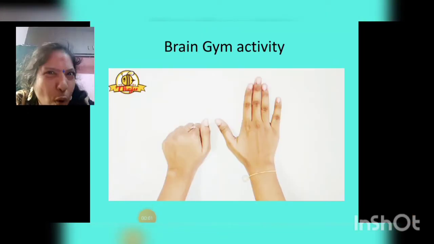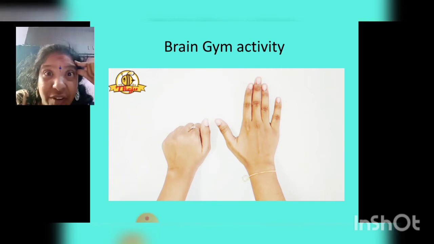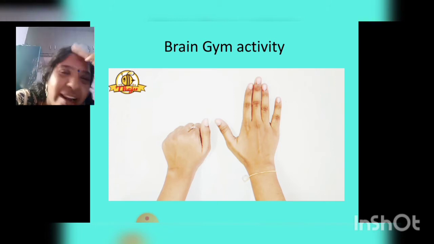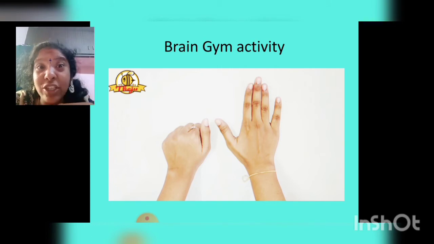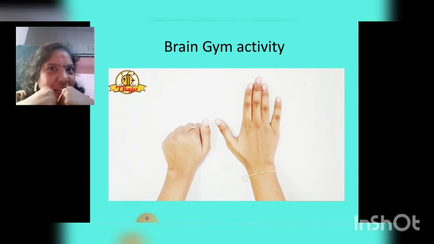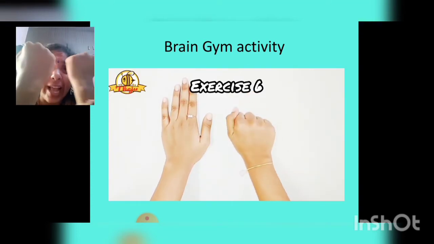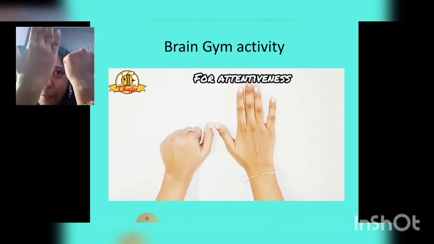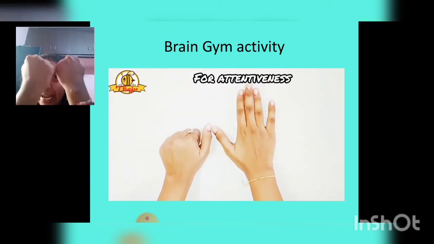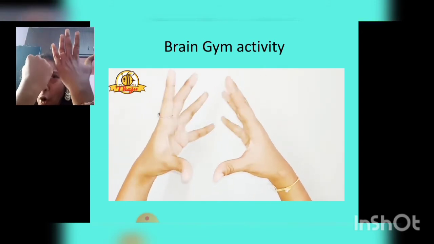Here comes the most interesting part, the brain gym activity. It activates both your right and left brain and develops concentration. So let's start. Close both your hands, close your palms, and start the activity. Open your right palm, and open your left palm. Do it fast, 20 times. Close the other palm and open the other palm.